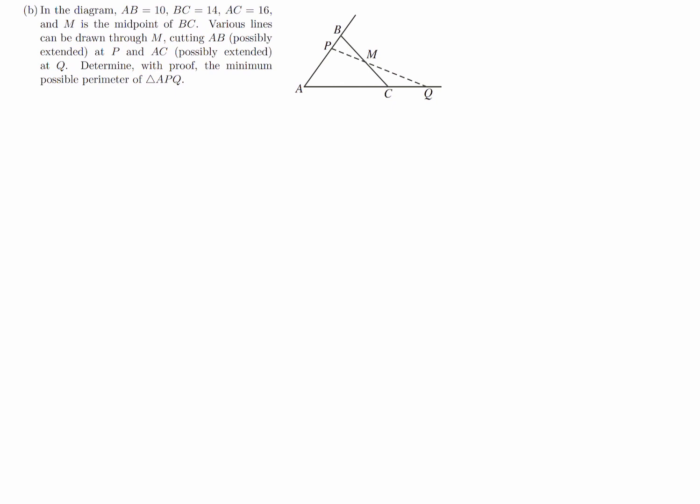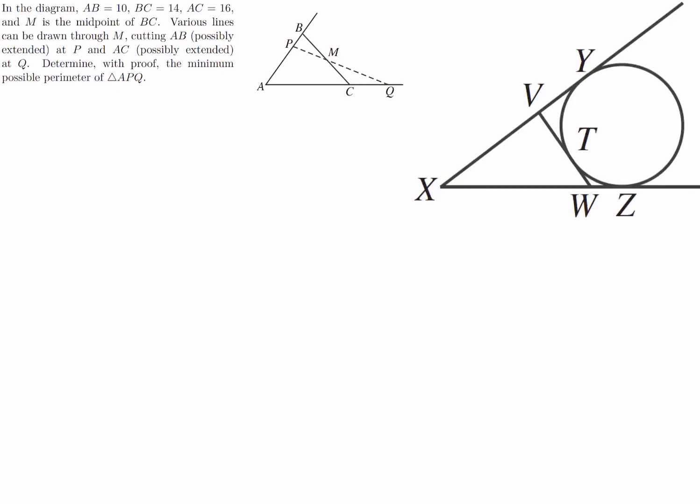In the diagram, AB is equal to 10, BC is equal to 14, and AC is equal to 16. And M is the midpoint of BC. Various lines can be drawn through M, cutting AB, possibly extended, at P, and AC, possibly extended, at Q. Determine with proof the minimum possible perimeter of triangle APQ.